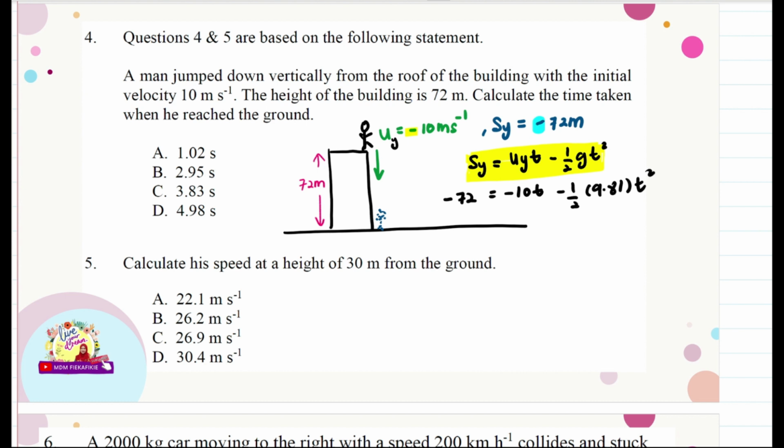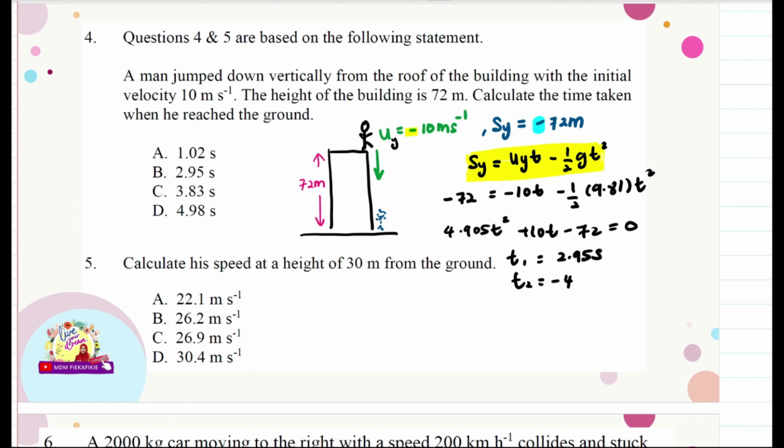This is quadratic equation. Sekejap okay. So saya akan tulis semula lah. Rearrange that equation. Saya susun. So saya akan dapat macam ini. Okay. Minus 72 equal to 0. You tekan calculator. You akan dapat dua jawapan untuk T1, 2.95 second. And T2 is negative 4.98. Masa mana ada negatif kan? Okay, so the answer is 2.95. It is B. Alright. And then calculate his speed at a height of 30 meter from the ground.